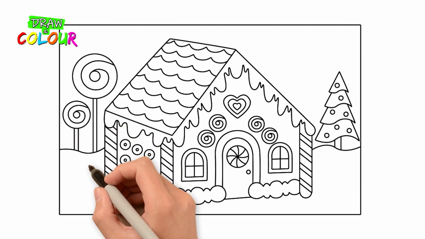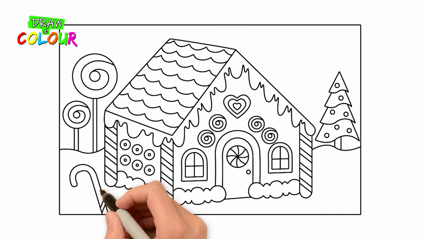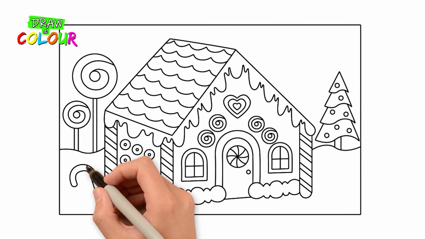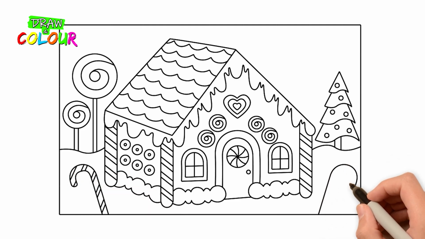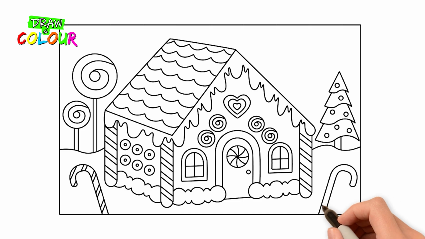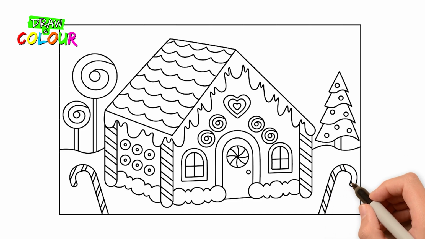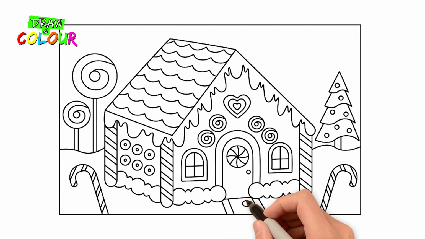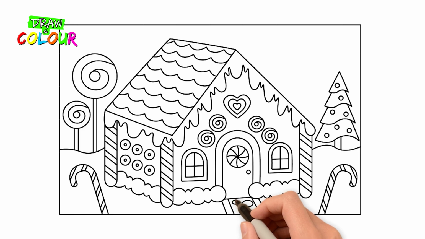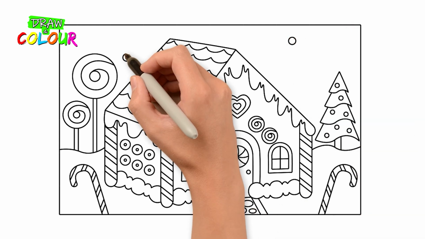Draw 2 candy canes, follow me while I'm drawing them. Draw the driveway with 4 diagonal lines and 4 ovals. Draw lots of circles of different sizes for the falling snow.